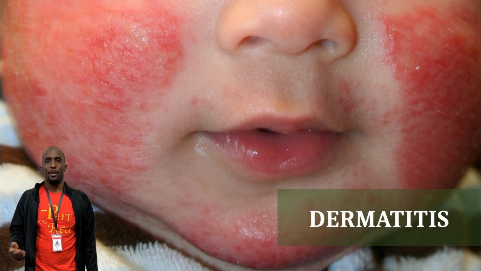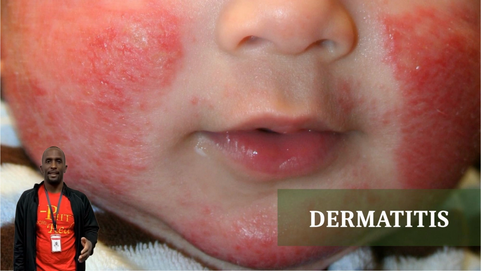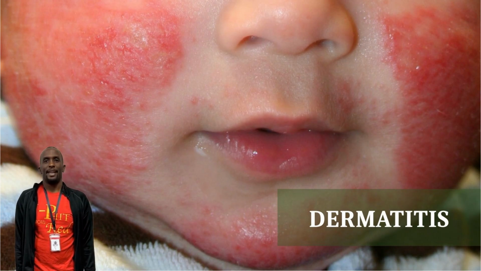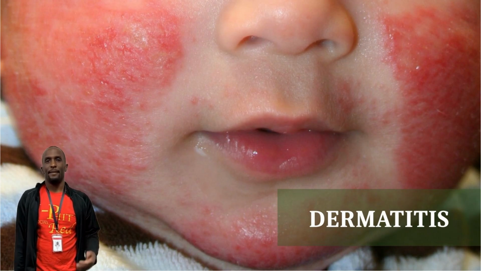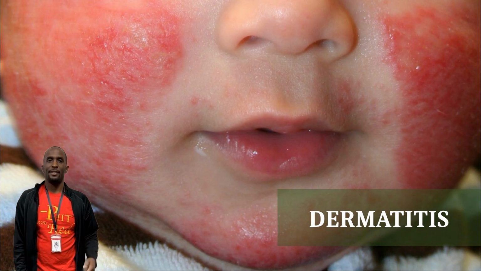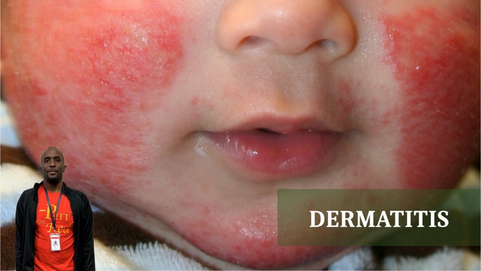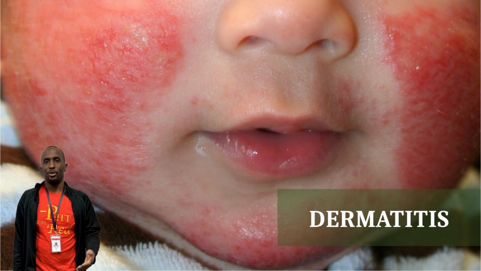Dermatitis is a broad term for skin inflammation, often resulting in redness, swelling, and itching. It can be triggered by various factors, including allergens, irritants, and genetic predispositions. Effective management involves identifying and avoiding triggers, using topical treatments like corticosteroids, and maintaining skin hydration. Understanding the specific type of dermatitis is crucial for targeted treatment and prevention strategies.